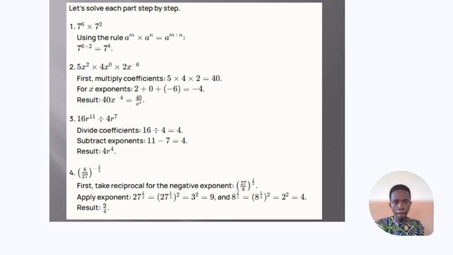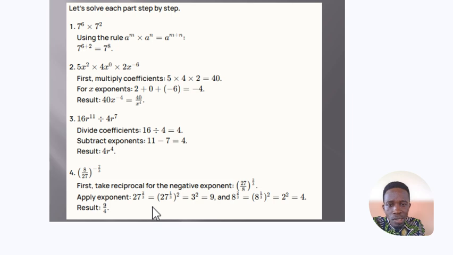Is it clear? Any question? Or do you want me to go over it again? You first take the reciprocal because we have a negative fractional index, and the base is also a fraction. You take the reciprocal of the base. That is 28 over 27, now 27 over 8, raised to power 2 over 3, having taken care of the negative.